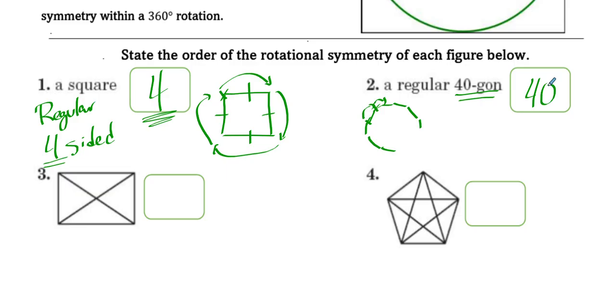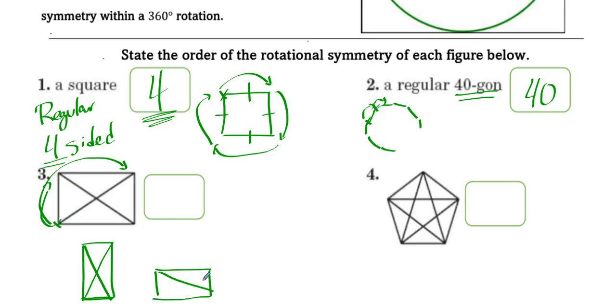We have a rectangle with an X through it. If I rotate this 90 degrees, it would end up standing up on the short side. That's not going to be the same. But you can rotate it by 180 degrees. We can go all the way around to 180 and it ends up back on its longer side. So you can rotate it 180 or all the way around for 360. So it has an order of 2.